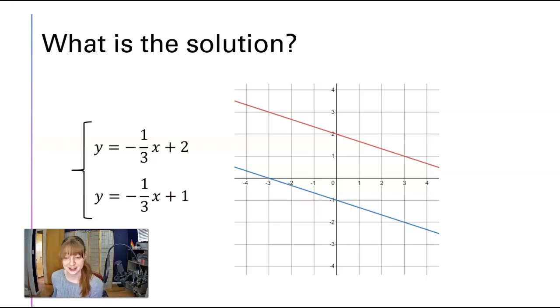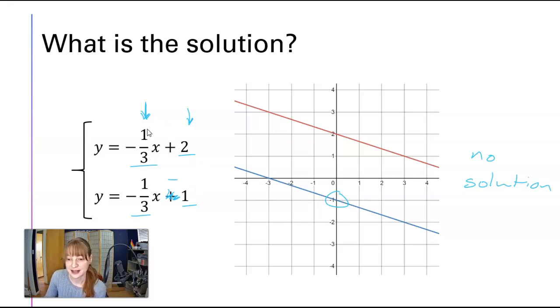Well, we just said that the solution is where they cross, and these aren't going to cross, so it makes sense that this would be no solution, right? Remember, we can also tell that by the slope. If the slope is the same, but the y-intercept is different, so in this case the slope is -1/3, but the y-intercepts are different. Oh, and this shouldn't be a +1, this should be a -1.